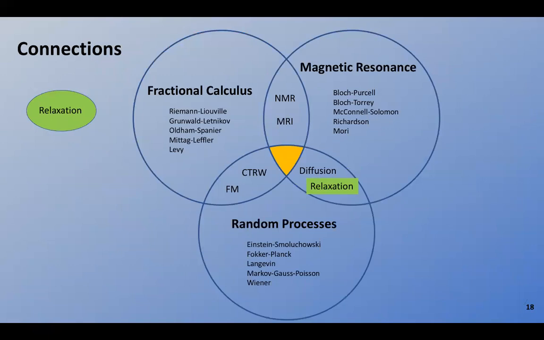It's this intersection of magnetic resonance, fractional calculus, and random processes. And I say I or we, gosh, I'm just awed to even be putting the names of the people in these circles, because they are certainly the pioneers in magnetic resonance, in random processes, and fractional calculus. It just shows you how the work that goes on in the past pushes forward into the future.